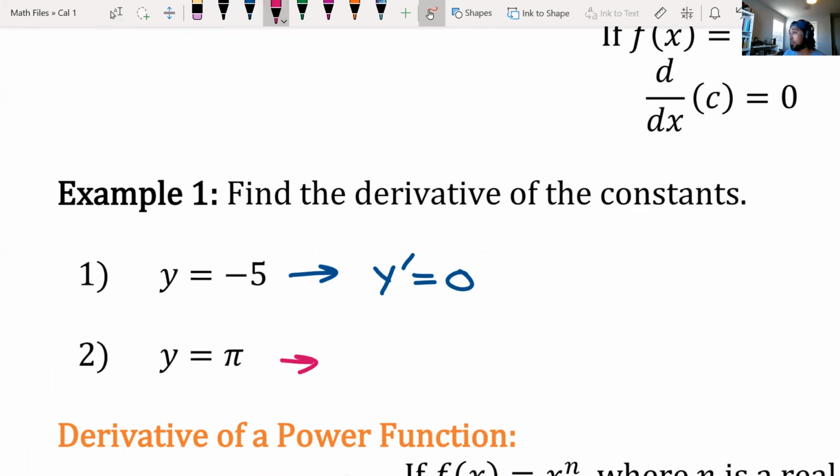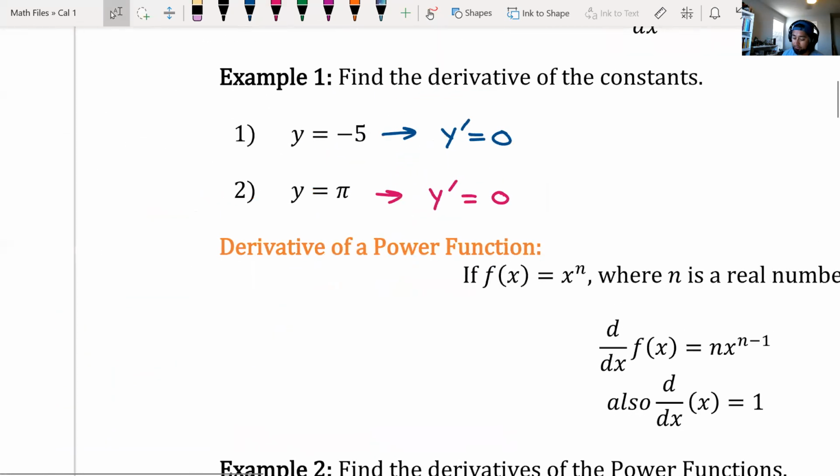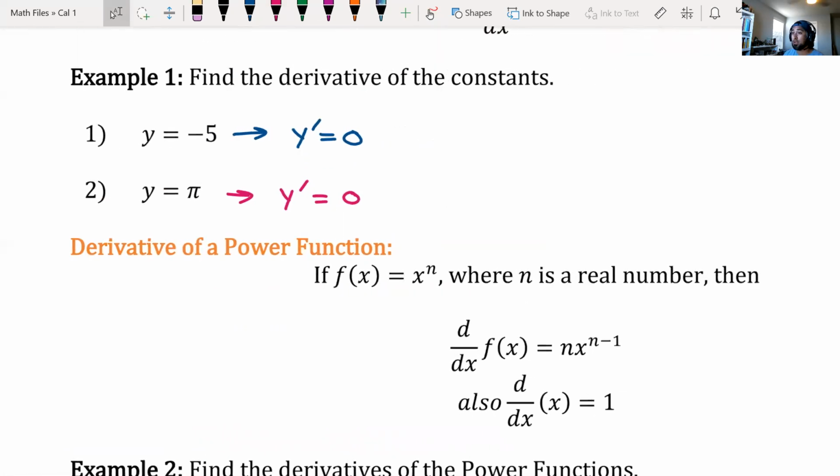Now we have y equals pi, and guess what? Pi is a constant. So what is the derivative of pi going to be? 0. Oh, that's so easy. Calculus is so easy now, right? No, not yet. Okay, so that's your first derivative rule, the derivative of constants. If you're ever given a constant, it's always going to be 0.